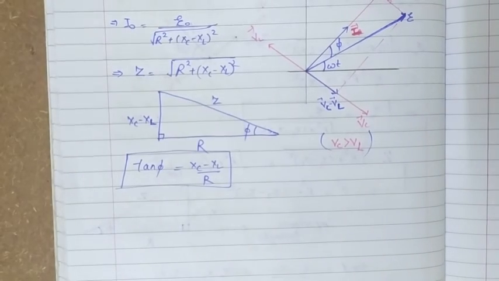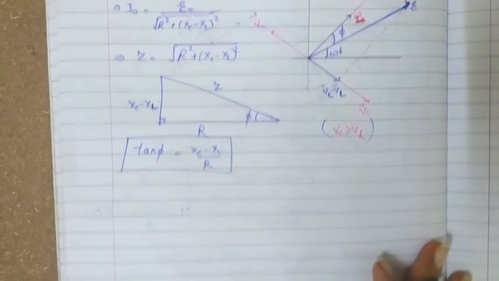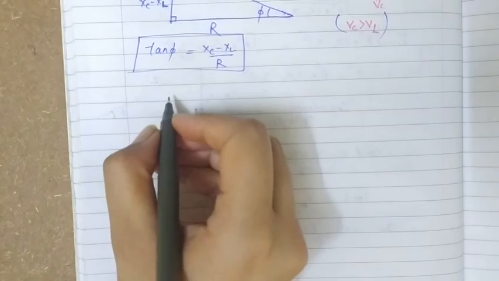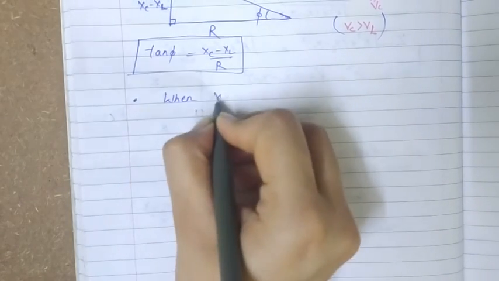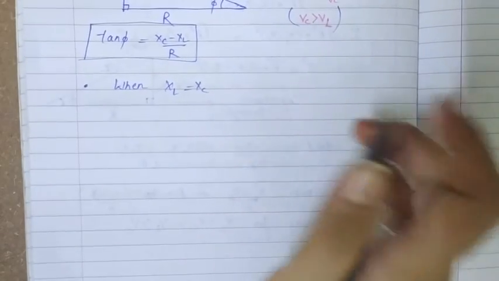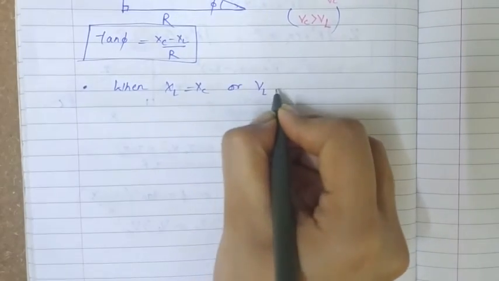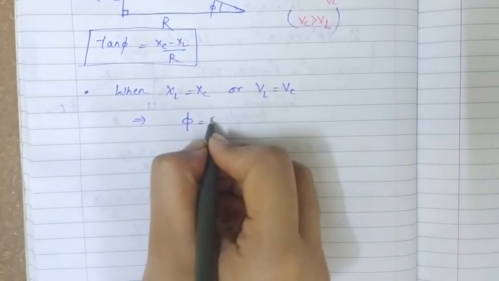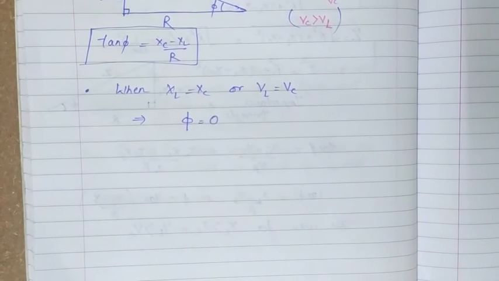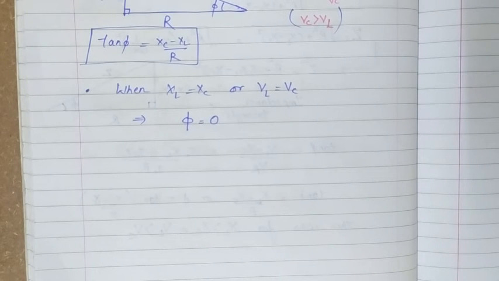After these two cases, there is one more case, the third case, where the two values are same. That means when XL is equal to XC or VL is equal to VC. In this case, phi is equal to 0 and the EMF and current will be in same phase, and at that time the LCR circuit is purely resistive, because the reactances XL and XC are equal, and they are opposite to each other.